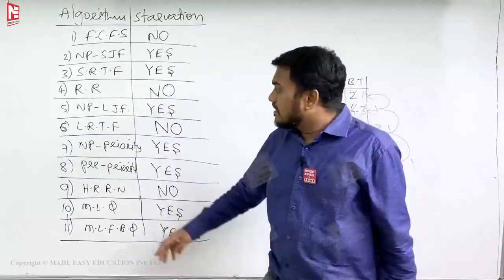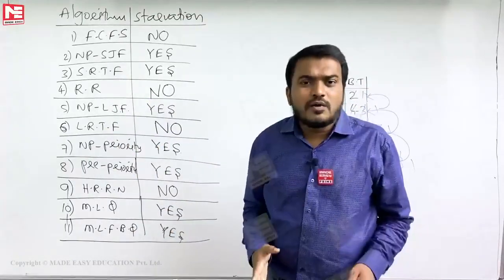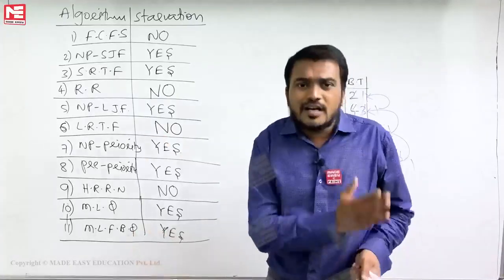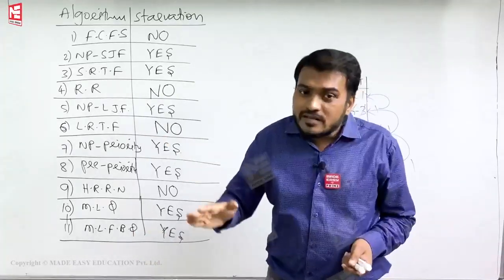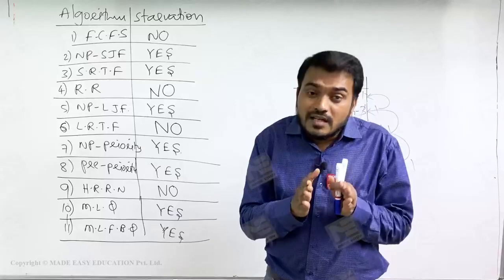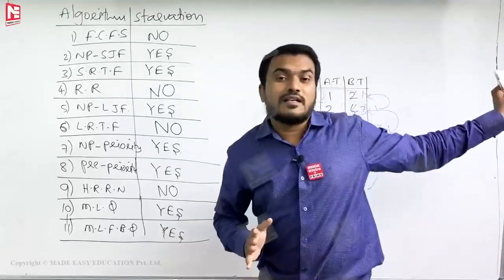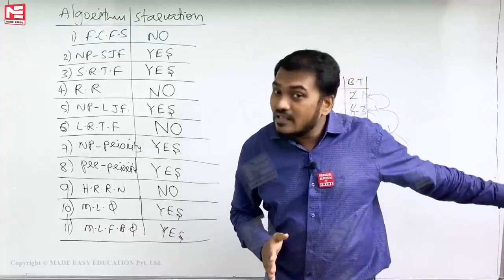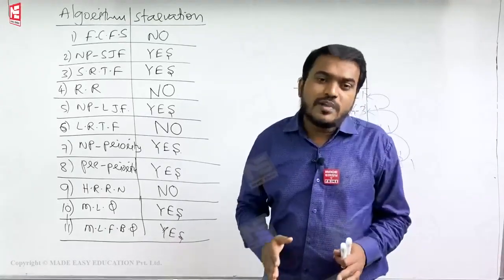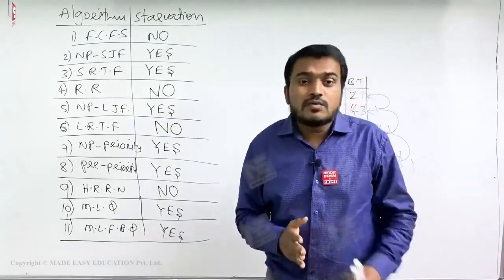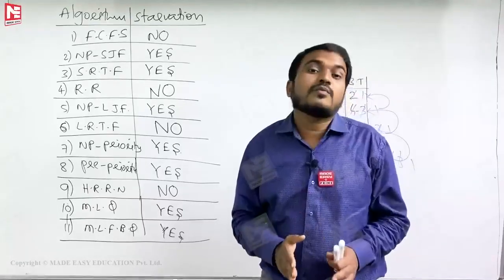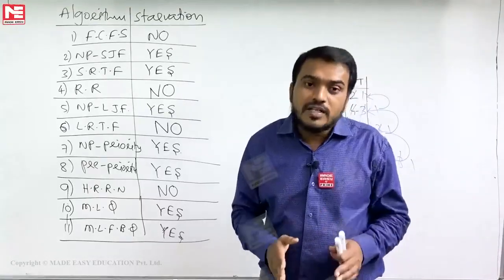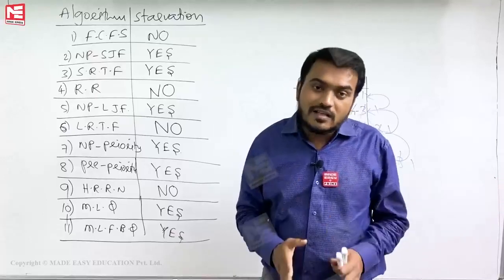But remember, in LRTF what will happen? If new processes keep coming, what will happen? If a new process comes, it will not complete and go out. If bigger processes keep coming, they will not complete and go out. It will be stuck in the memory only. It is not completing and going out of the memory. Remember, it will be there in the memory only.